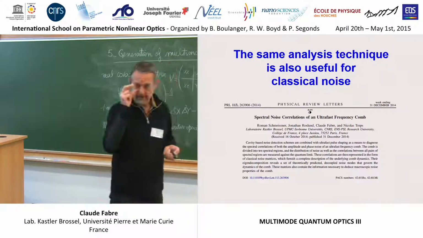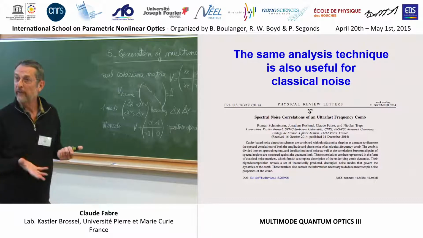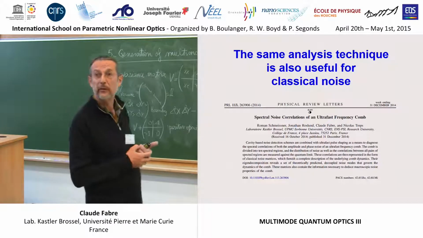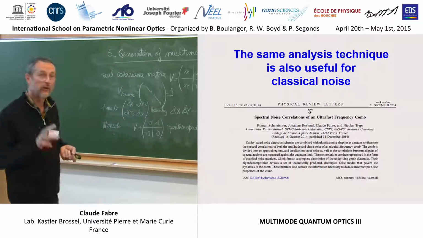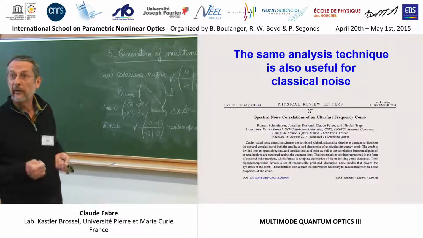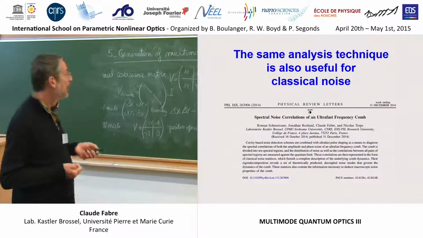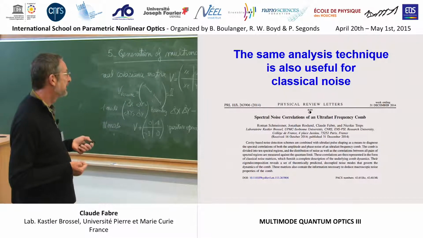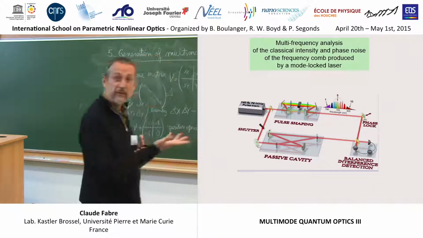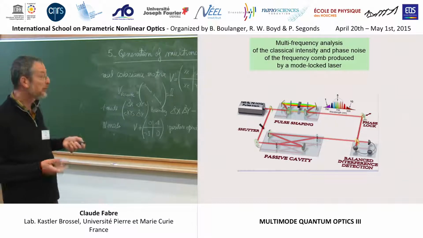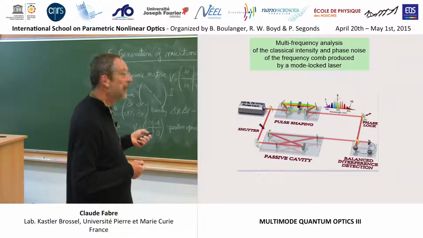Okay, so this kind of thing has enabled us to measure things for quantum noise, but of course it's not restricted to quantum noise. You can use the multi-homodyne measurement just to characterize the noise of a frequency comb, whatever it is, for example a modal laser. So this we have done also. This was the thesis of Roman Schmeissner. So it's the same setup, except that we have removed the OPO. So this is the laser that we want to analyze, a commercial laser.